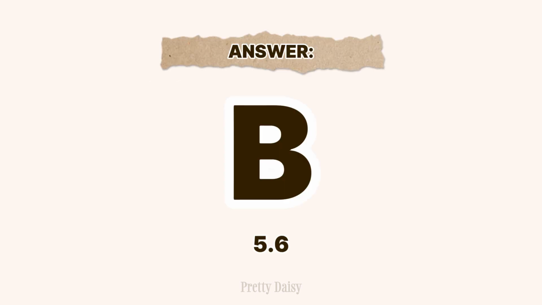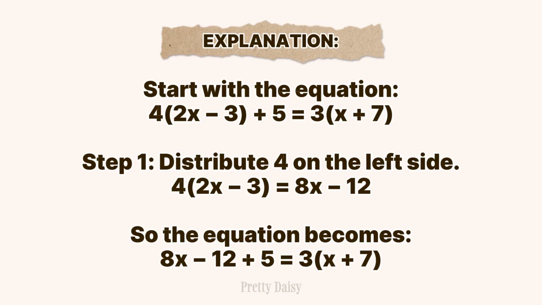Answer: B. 5.6. Start with the equation. 4 times the quantity 2x minus 3 plus 5 equals 3 times the quantity x plus 7. Step 1. Distribute 4 on the left side. 4 times the quantity 2x minus 3 equals 8x minus 12. So the equation becomes 8x minus 12 plus 5 equals 3 times the quantity x plus 7.